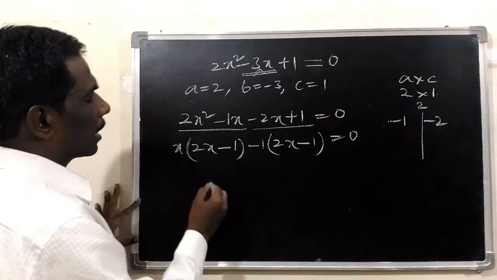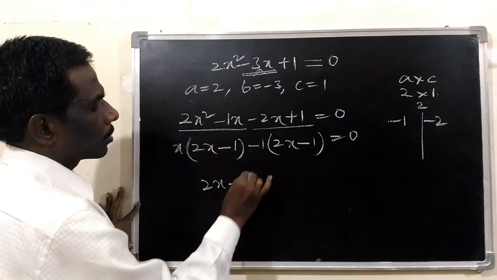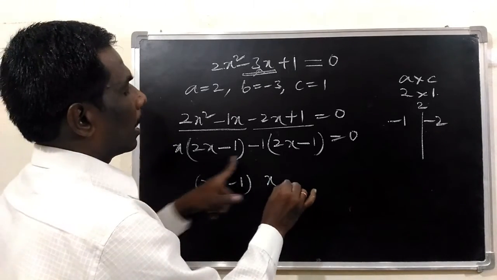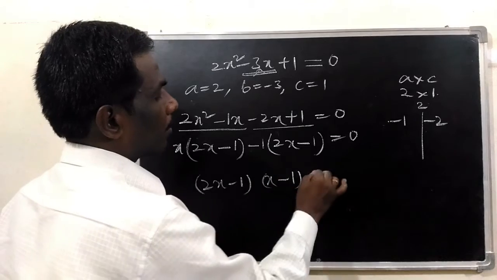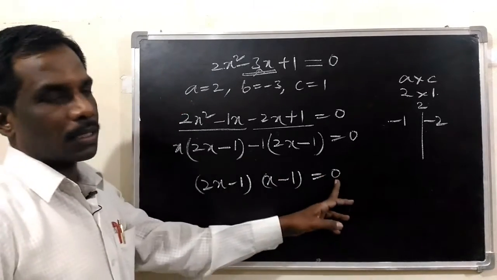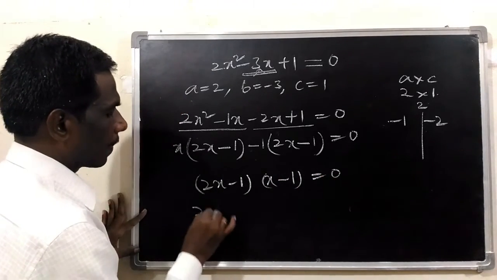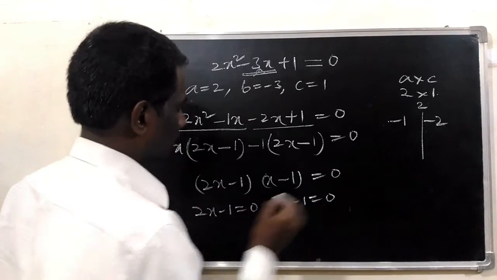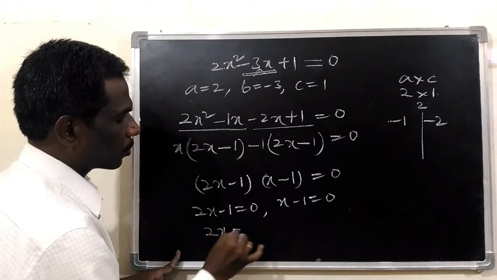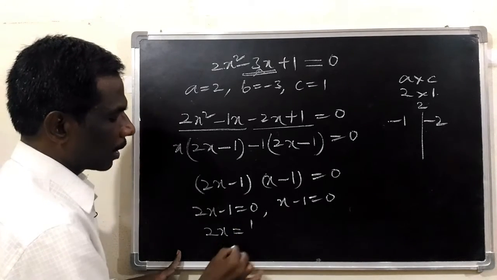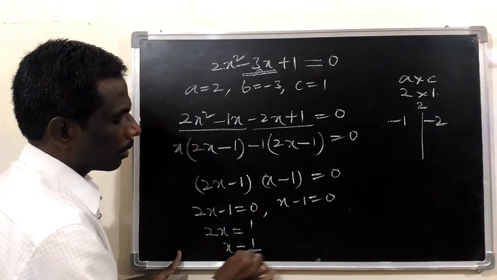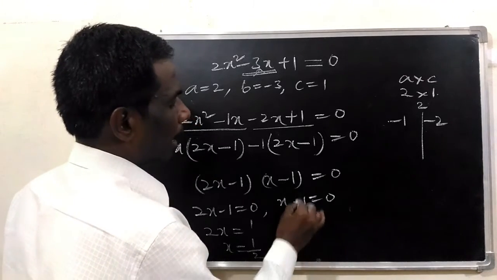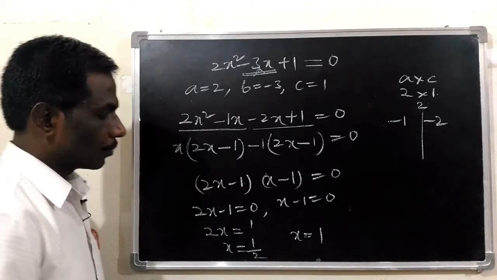Next, take the bracket value as the common. So that is 2x minus 1, and here remains x, and here minus 1 equals 0. Separate the 0 to both: 2x minus 1 equals 0 and x minus 1 equals 0. 2x equals minus 1 becomes plus 1, so x equals 1 by 2. And here x equals minus 1 becomes plus 1.